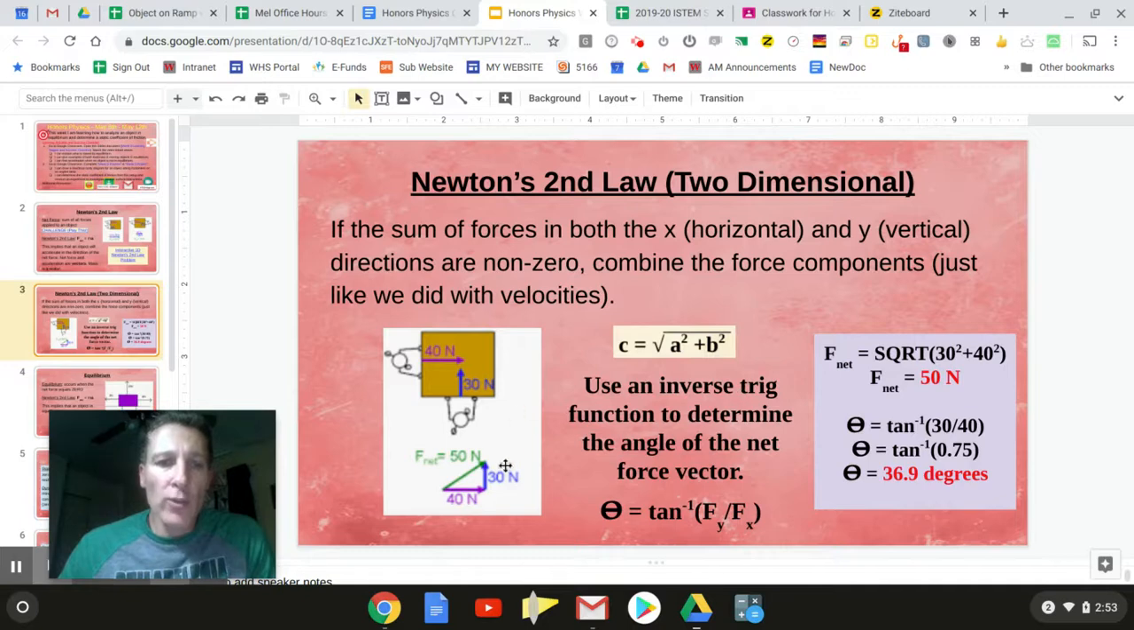And we could also define the angle at which this net force points by using the inverse trig functions, specifically inverse tangent here, where you use the y component of force over the x component. In this example, we get an angle of about 37 degrees, which makes sense because the y force is a little less than the x, leading to an angle less than 45 degrees.